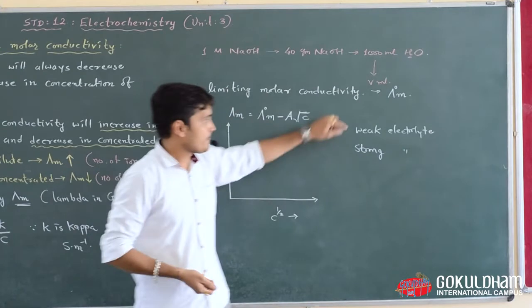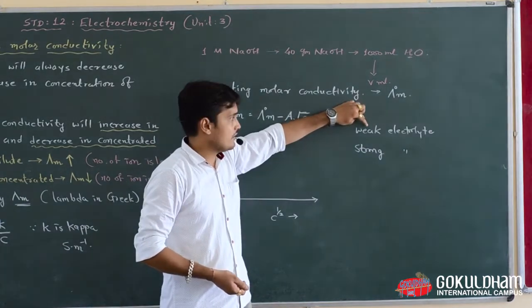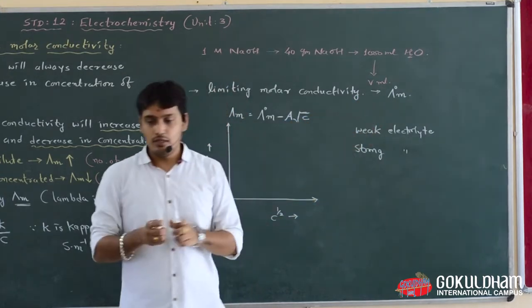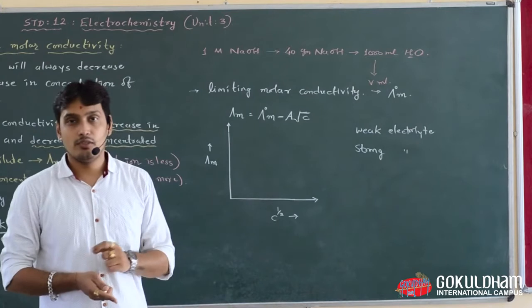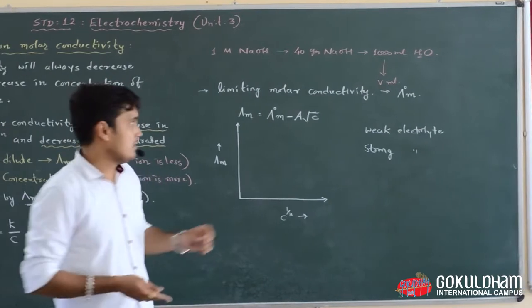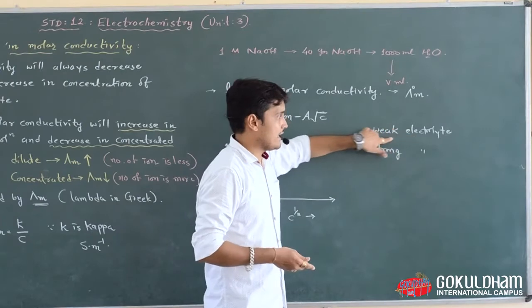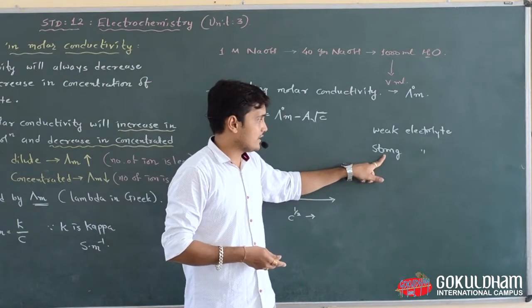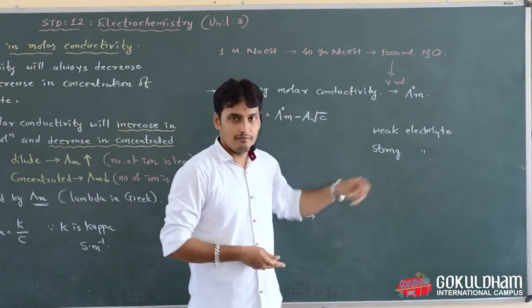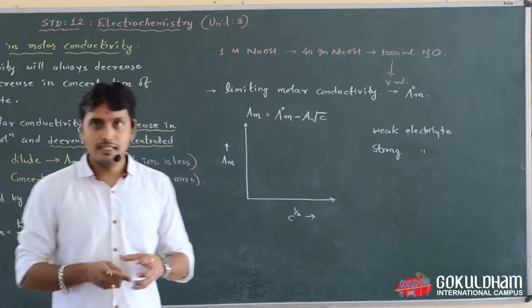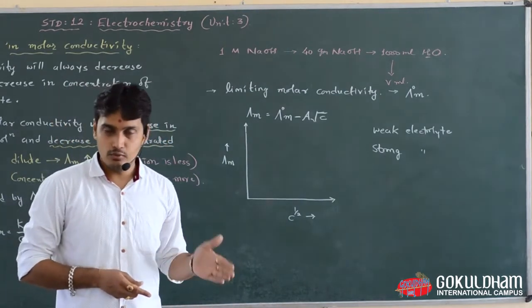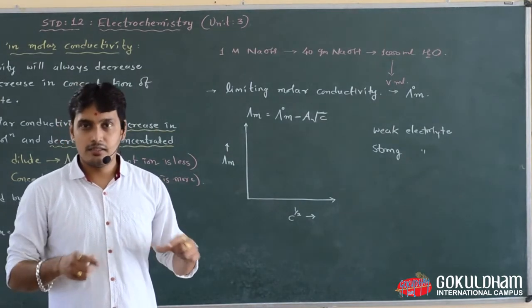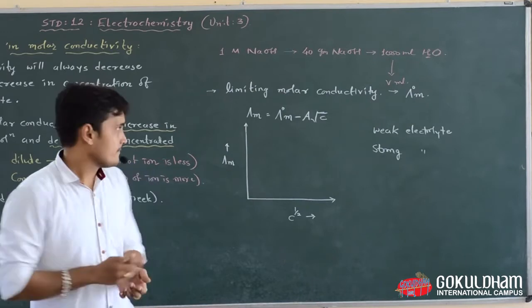So first of all, what do you mean by weak electrolyte? Weak electrolyte means after passing the electricity, this solute does not dissociate into positive and negative ions completely. Means this weak electrolyte is partially soluble in water. On the other side, strong electrolyte means when you pass the electricity, the strong electrolyte will dissociate completely into positive and negative ions. That means 100% dissolution in water.